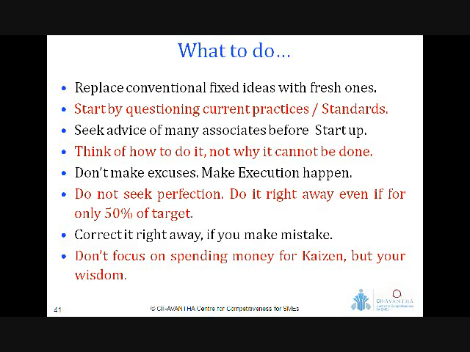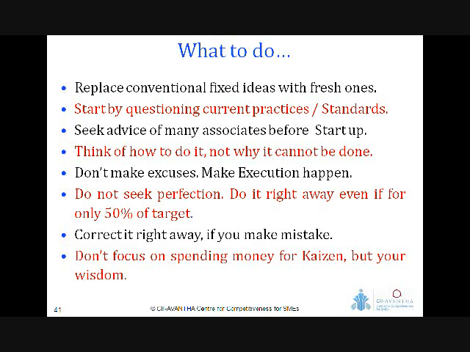Always remember 10% ideas and suggestions are better than a 1% idea. Think of how to do it, not why it cannot be done. When you are suggesting something, your mind starts thinking why it cannot be done, so it should not be done. If you have thought of some idea, try to think how to do it. Don't make excuses. Make execution happen.